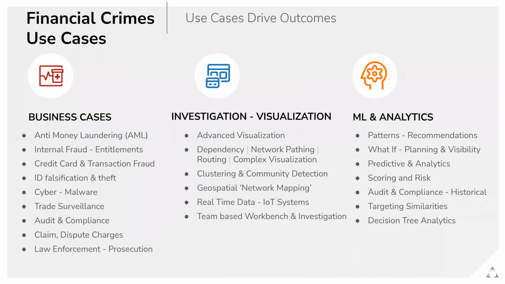How we get there is through advanced visualization, through graph analytics, through geospatial capabilities, through IoT systems, and then we have our investigative team workbench and investigation capabilities that are so powerful. Then finally, we add to that force multipliers, which include patterns and recommendations, what-if and planning. We can do predictive analytics. We can do scoring and risk, and then we can do all the decisioning and investigation collaboration that are necessary. Summary is, we're able to really drive powerful outcomes by bringing together a set of capabilities that are unique in the industry, we think.